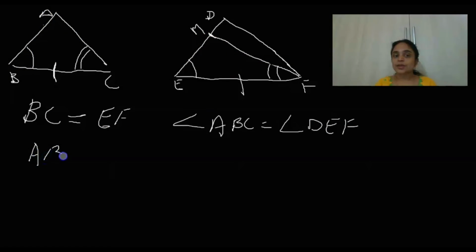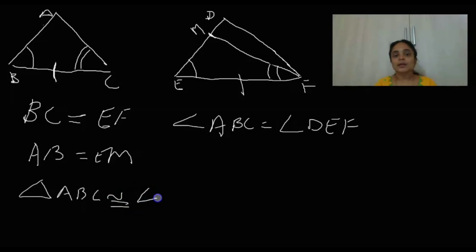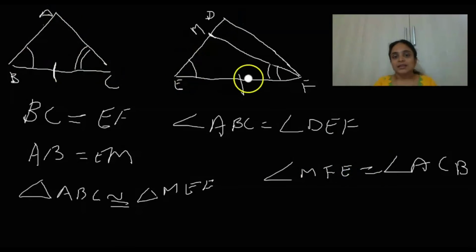AB is equal to EM, which means this triangle and this triangle are congruent. So, triangle ABC is congruent to triangle MEF, right? And that means this angle MFE is equal to angle ACB. So, if these two angles are equal, this M should coincide with D, right? Which means AB is equal to DE.